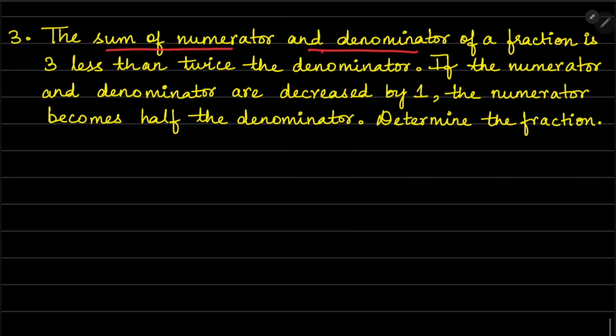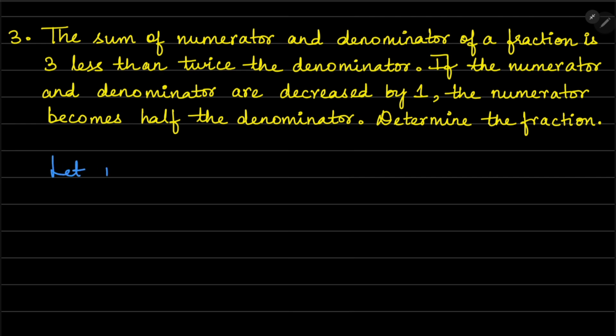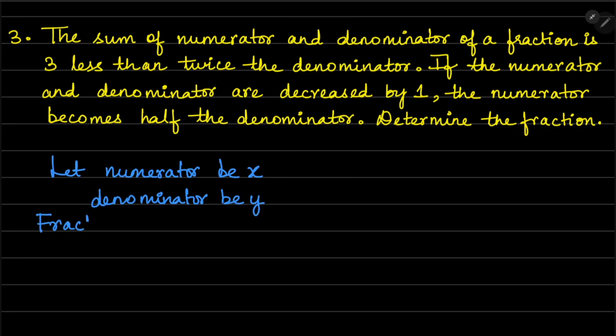The sum of numerator and denominator of a fraction is 3 less than twice the denominator. If the numerator and denominator are decreased by 1, the numerator becomes half the denominator. Determine the fraction. Again, you're talking about a fraction. Now, let the numerator be x and your denominator be y. So what will be the fraction? Fraction is nothing but x by y.